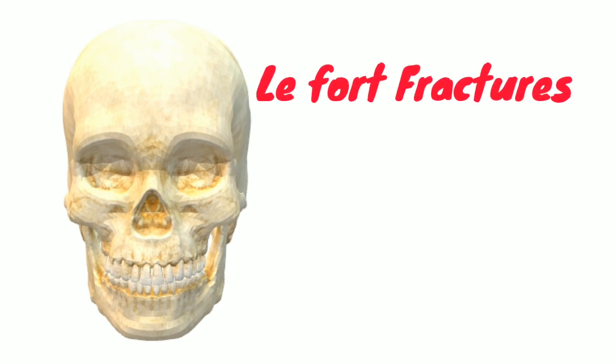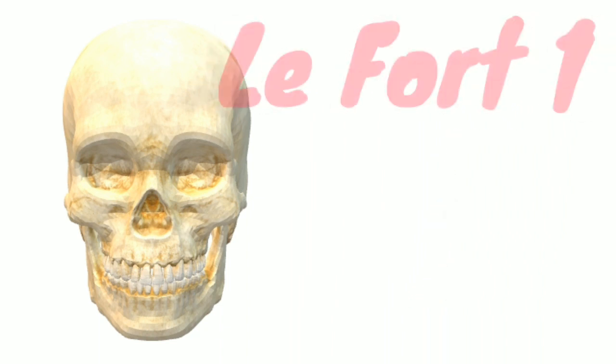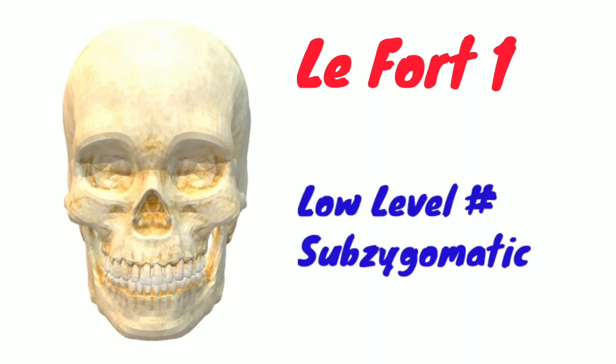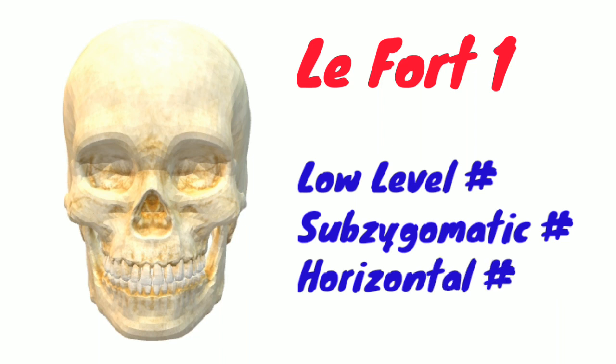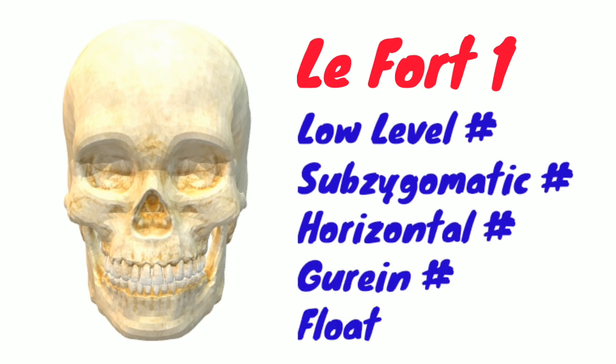Now this is going to be a series of 3 videos, in which we'll cover each type of Le Fort fractures, that is 1, 2 and 3. In this video we are going to cover Le Fort 1. This Le Fort 1 is also known as low level, subzygomatic, horizontal or Guerin fracture. Because in this kind of fracture there is pterygomaxillary disjunction, the maxilla will be separated from the rest of the facial skeleton. So it is also known as floating kind of fracture.